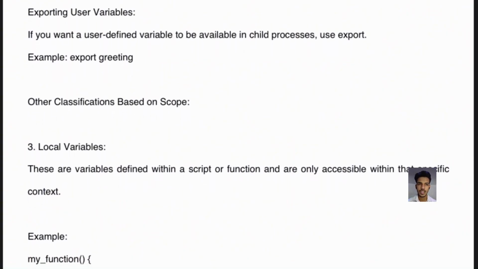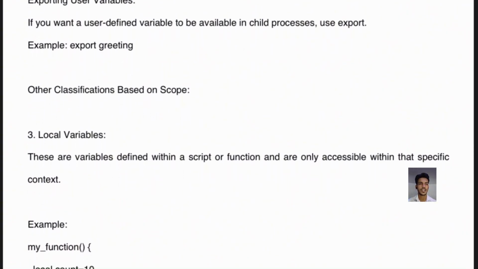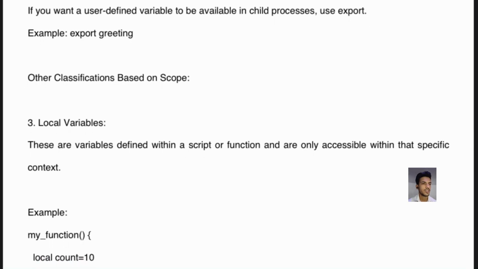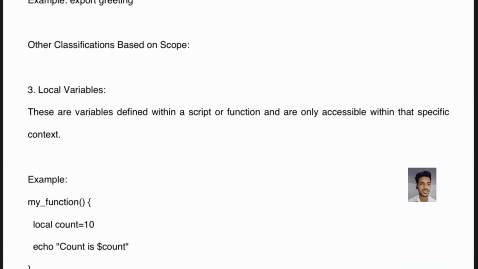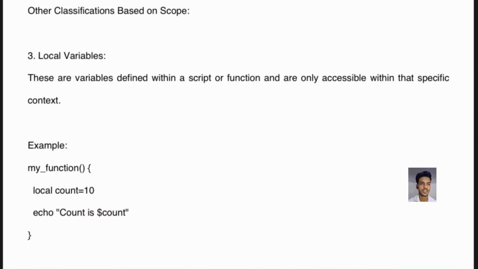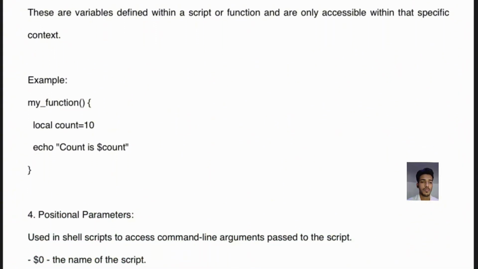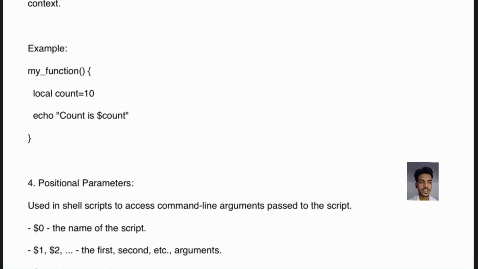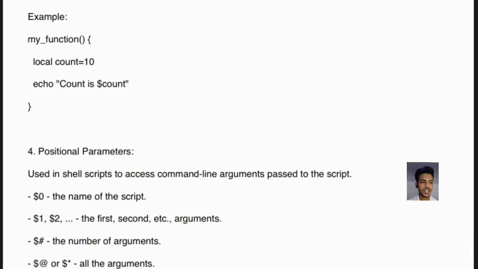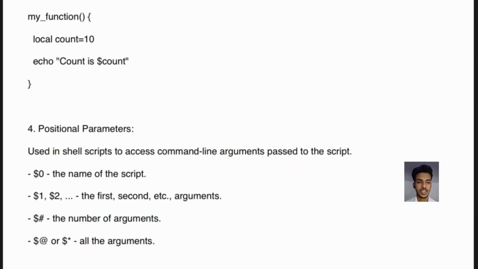Other classification based on scope. Second is the local variable. These are variables defined within a function and are accessible only within that specific context. Example: my_function, local count=10, echo the count is $count. Positional parameters are used in the shell script to access command line arguments to the script. $0 is the name of the script, $1 and $2 are the first and second arguments, etc., $# is the number of arguments, and $@ or $* is all the arguments.